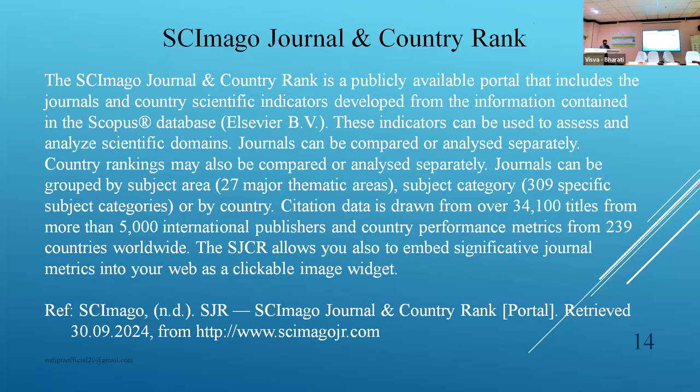So Scimago not only gives you the rank of the journal, it also gives the rank of the country, that as per research, where your country stands. Why is it handy? Because I have used both Web of Science and Scopus and Scimago as well, and I have found that Scimago is way better because it gives you the basic idea whether the journal is in Q1, Q2, Q3 or Q4. What is Q1, Q2, Q3, Q4? I will come to that. But it is more handy in that sense than Web of Science.